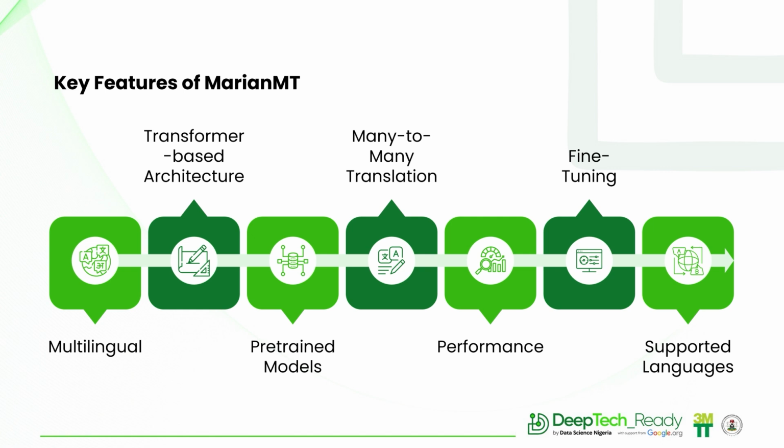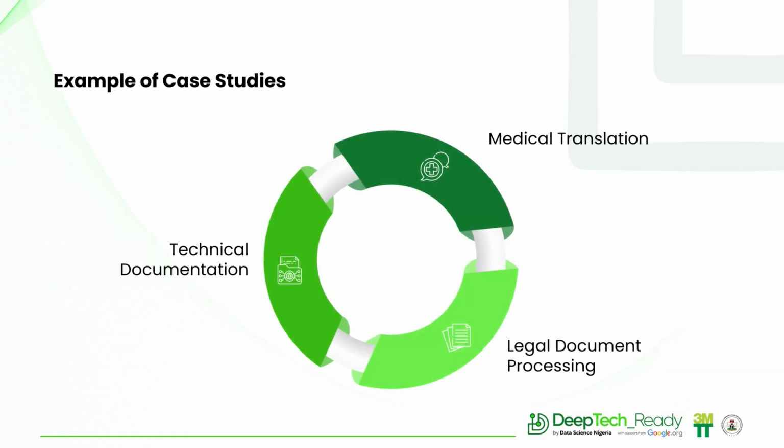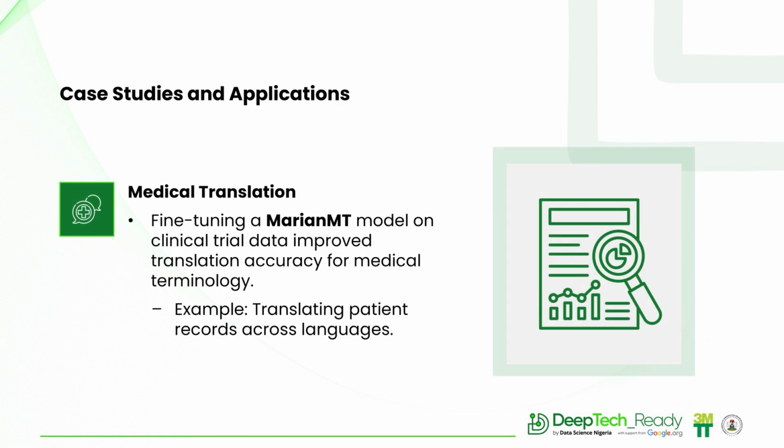Let's look at some real-world case studies where machine translation models are making a significant impact. One powerful application of machine translation is in medical translation. For example, fine-tuning a MarianMT model on clinical trial data has been shown to significantly improve translation accuracy for medical terminology. This is critical because general translation models often struggle with the precise and specialized language used in medicine. A fine-tuned model can handle complex terms and context better.